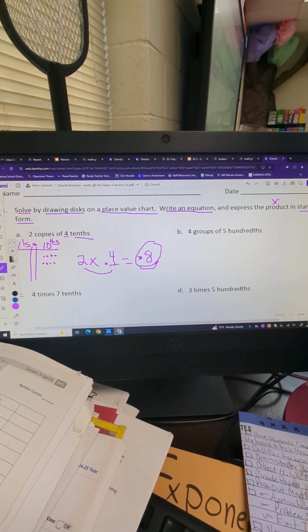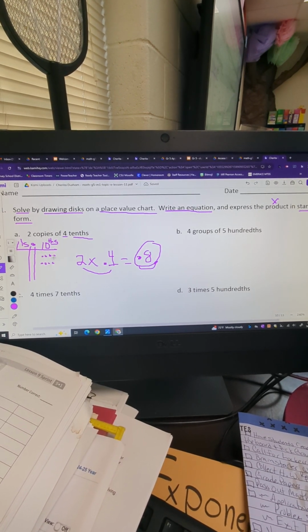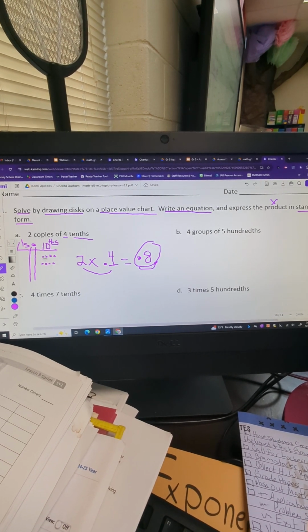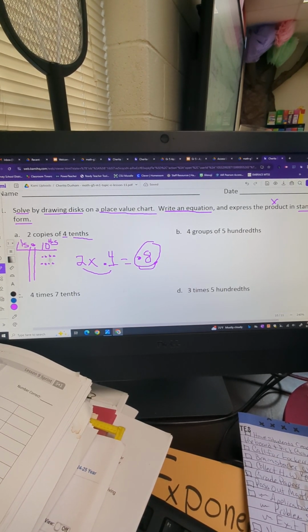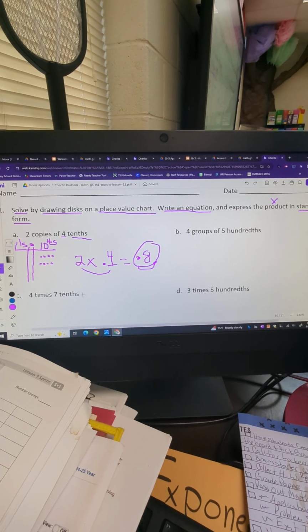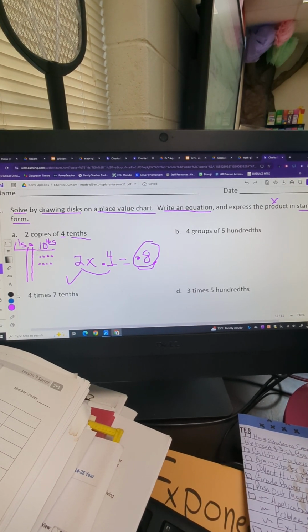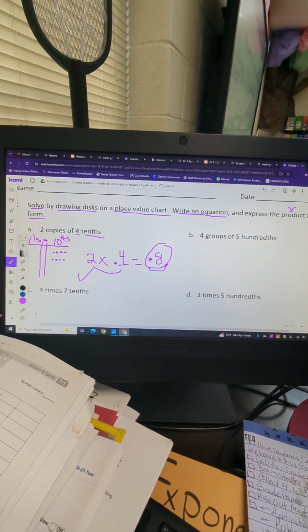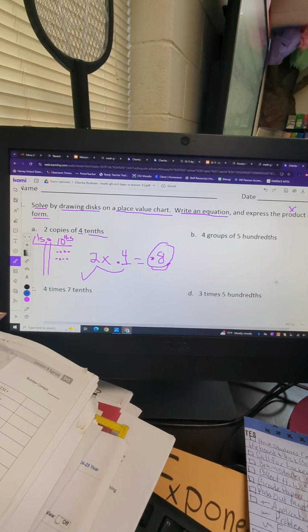Go back to your place value chart. Did we have the same answer here? Is there 8 dots in the tenths place? Let's count and see. 1, 2, 3, 4, 5, 6, 7, 8. Yes. So our answer checks off. It is 8 in the tenths place. You ready to move on? Don't forget you can pause the video anytime you need to.